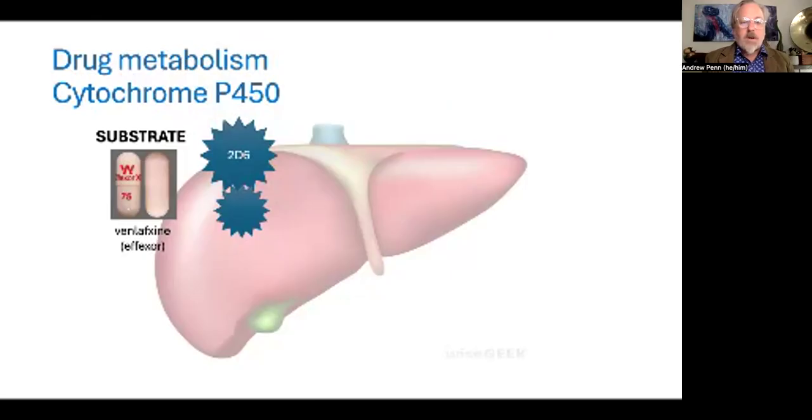So let's walk through an example of this. Cytochrome P450 2D6 is the enzyme that is responsible for breaking down the drug venlafaxine. In this case, the substrate is venlafaxine. It's going through the CYP2D6 enzyme. Okay, out comes the other side O-desmethylvenlafaxine.